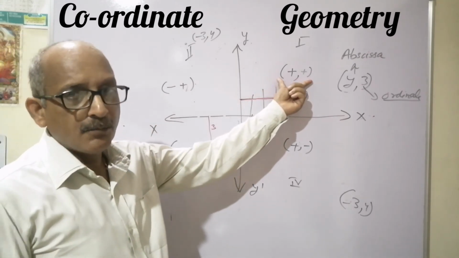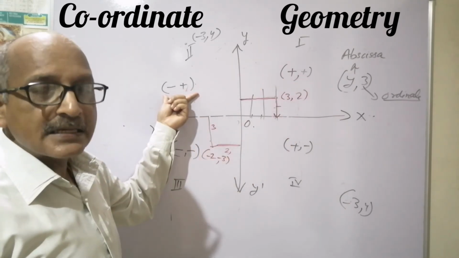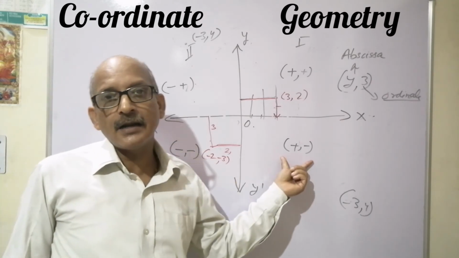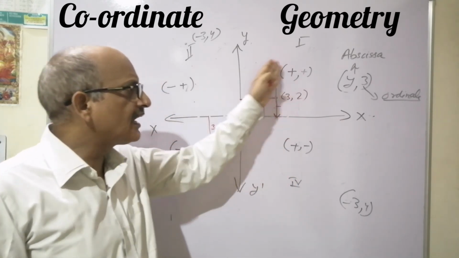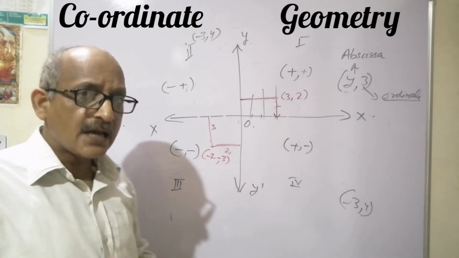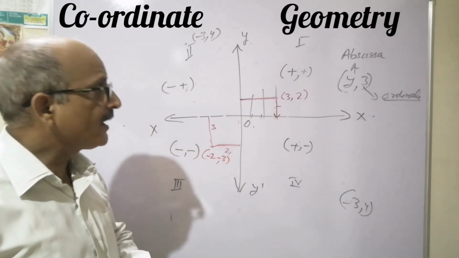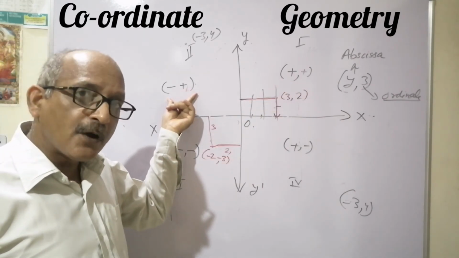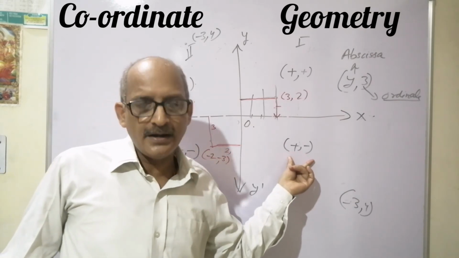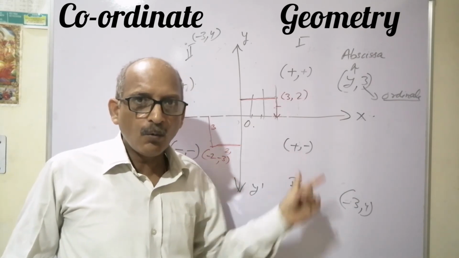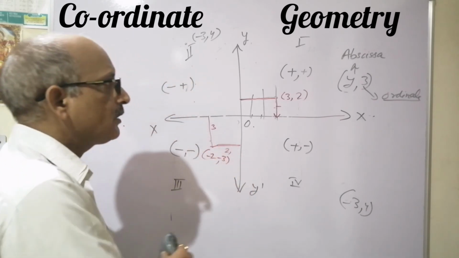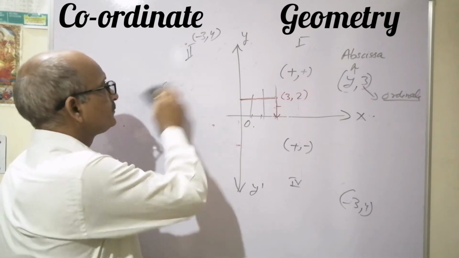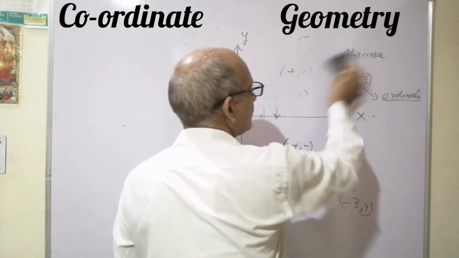In the first quadrant, both are positive. In the second quadrant, x is negative, y is positive. In the third quadrant, both are negative. In the fourth quadrant, x is positive, y is negative. You can see they are vertically opposite to each other and their sign conventions are also opposite. Here both positive, there both negative. Here x negative, y positive, opposite to it x positive, y negative. Now in this way, I would like to get your attention over here.